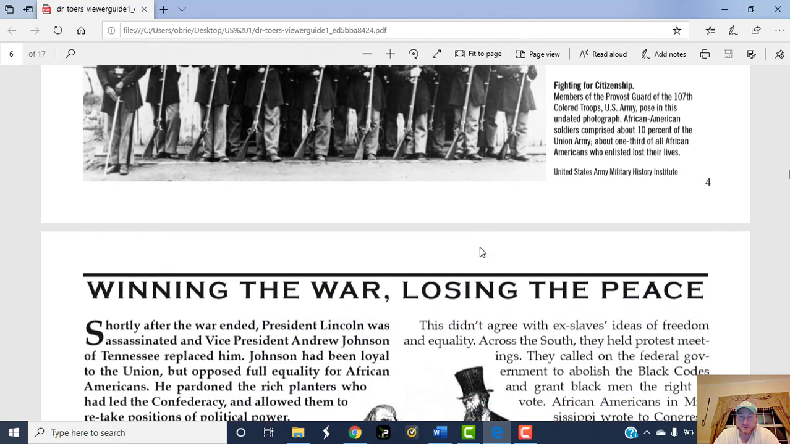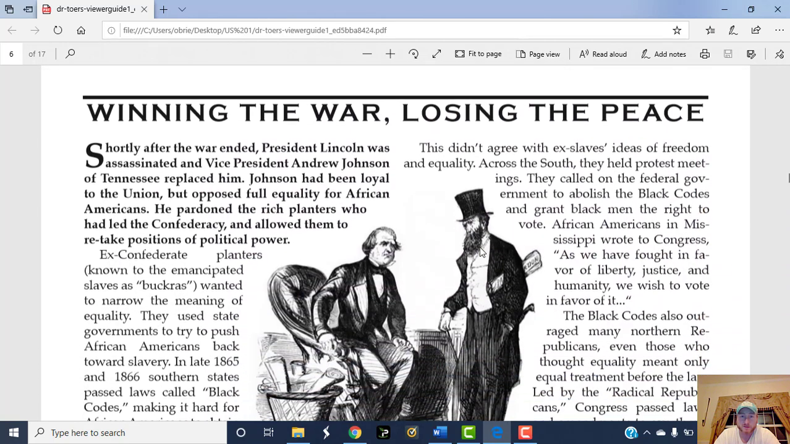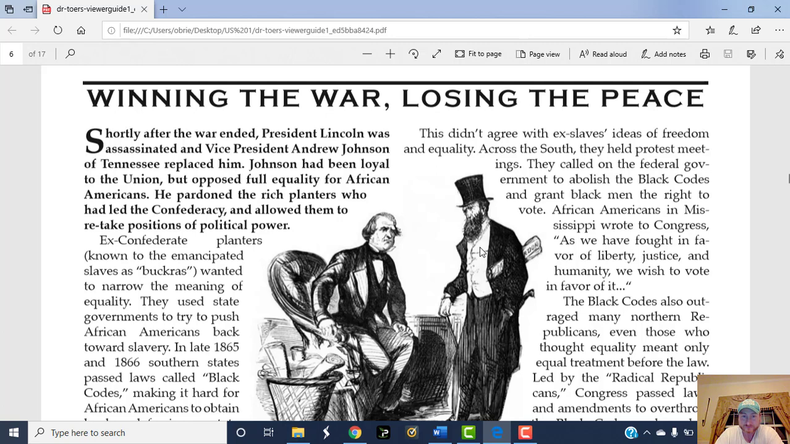All right, going on to page 5, winning the war, losing the peace. And by that, I mean the memory. By losing the peace, I mean losing the memory of what we remember about the Civil War and Reconstruction.